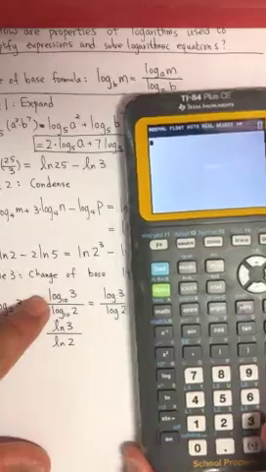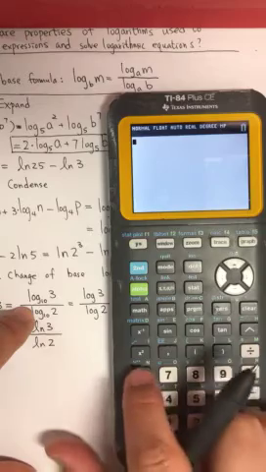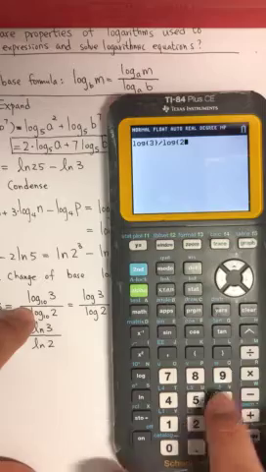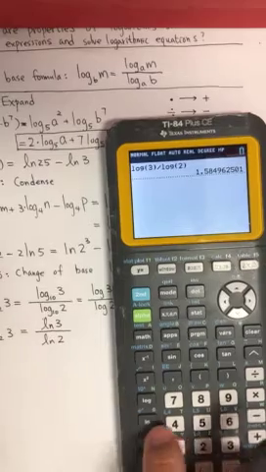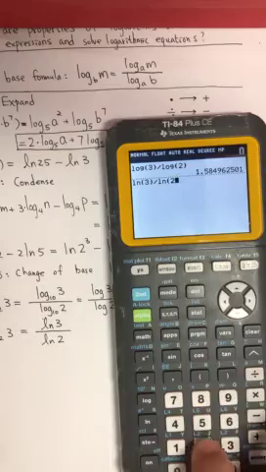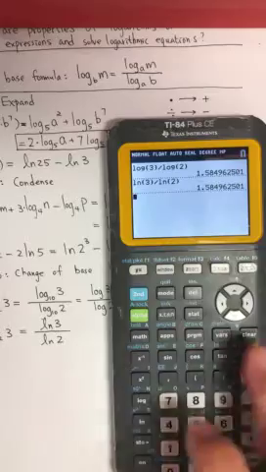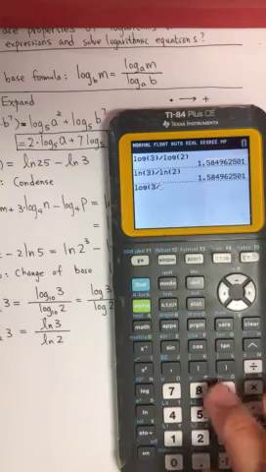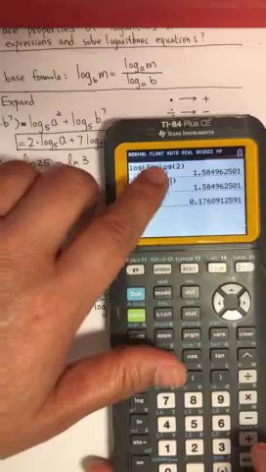So let's try first one. Log 3 over log 2. So this is 1.58. How about the natural log? Natural log 3 over natural log 2. You get the exact same numbers. And notice, this is very different than log 3 over 2. It is completely different. So please be aware, log 3 over log 2.